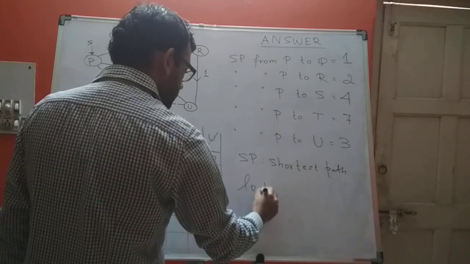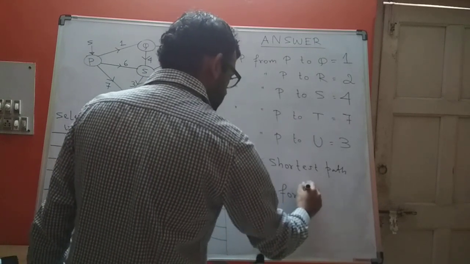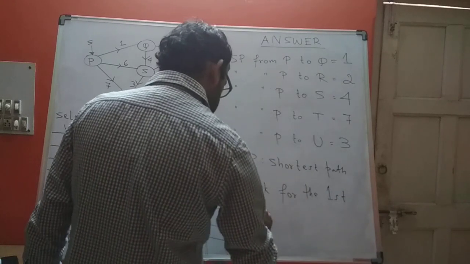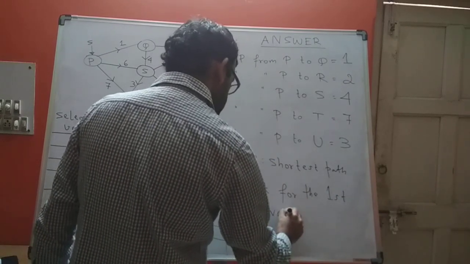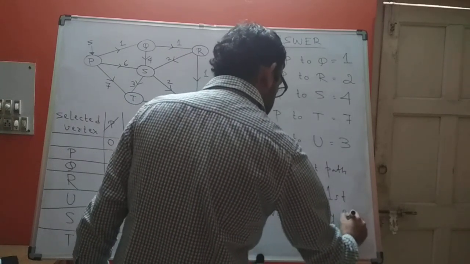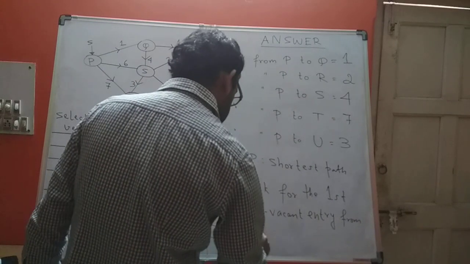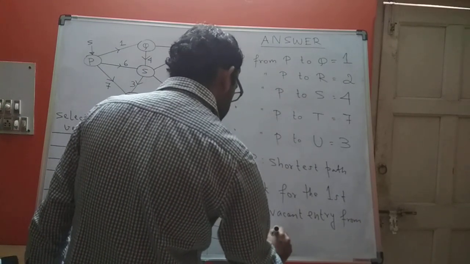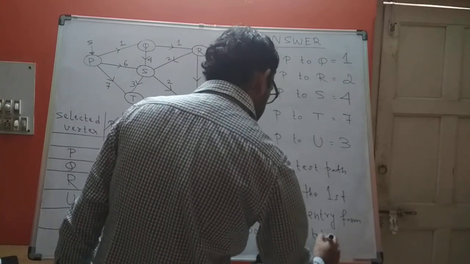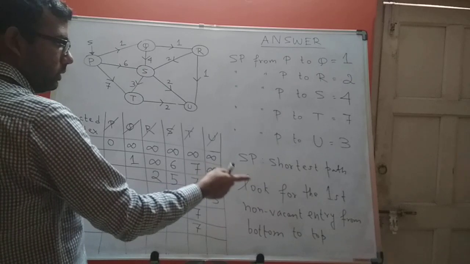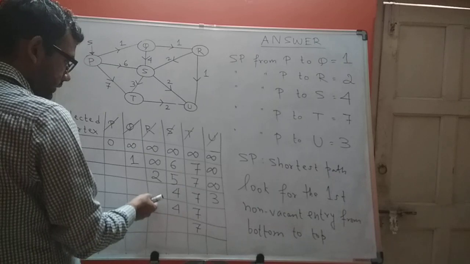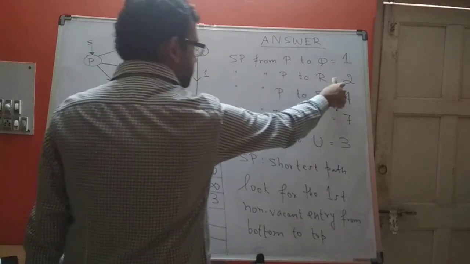Look for the first non-vacant entry from bottom to top. So what about R? So vacant, vacant, vacant, vacant, non-vacant, 2. So the shortest path for R is 2.